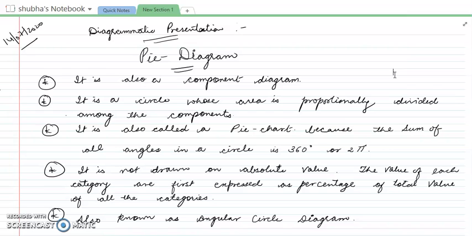You must have understood the bar diagrams and today we'll continue with the pie diagram, under diagrammatic presentation. The pie diagram is also a component diagram, but it is not like a bar diagram.